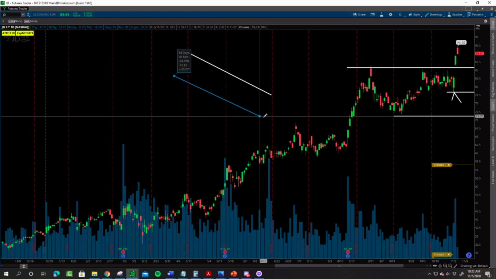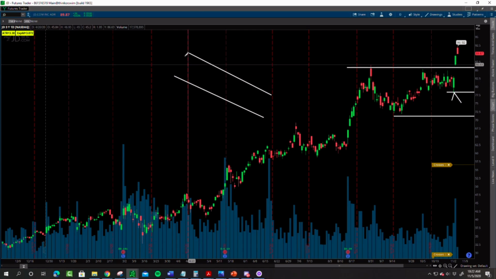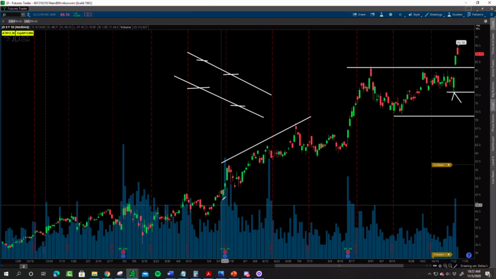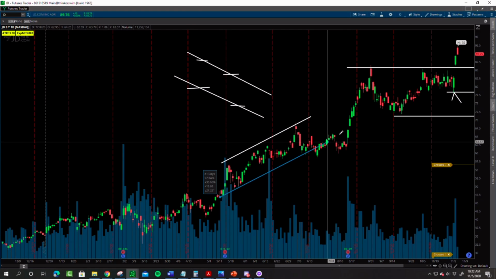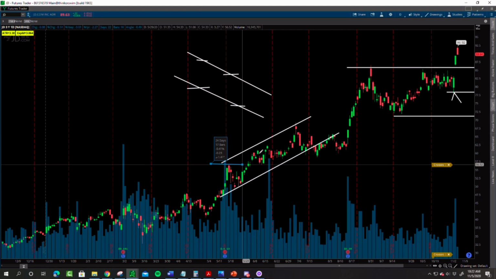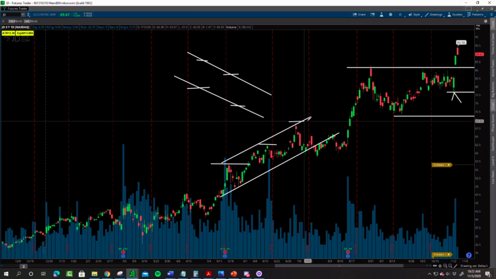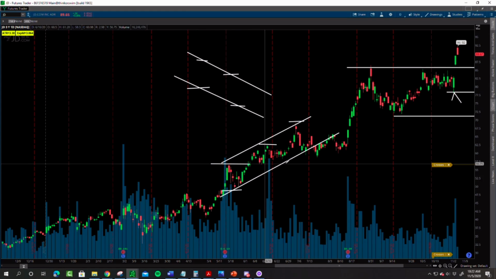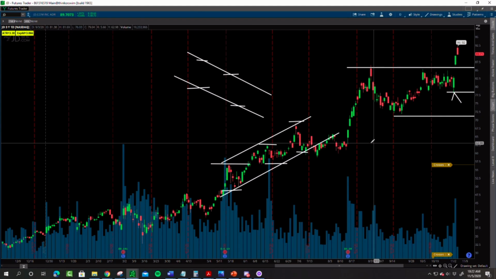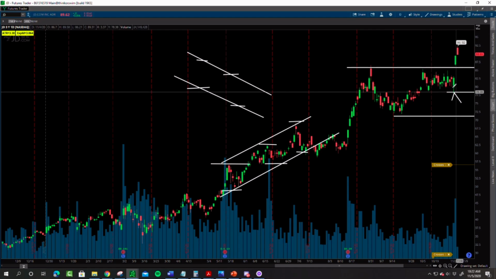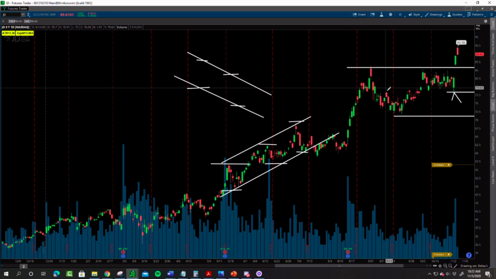An uptrend and a downtrend are very simple to define. A downtrend is a series of lower highs and lower lows. That's it. An uptrend is a series of higher highs and higher lows. So this is an uptrend because you have a higher high, a higher high, and a higher high, and you have a higher low, and you got a higher low. So as long as it stays above this point right here, trend is higher.